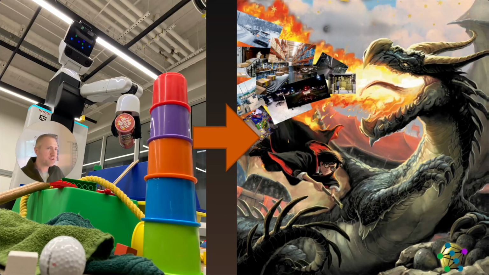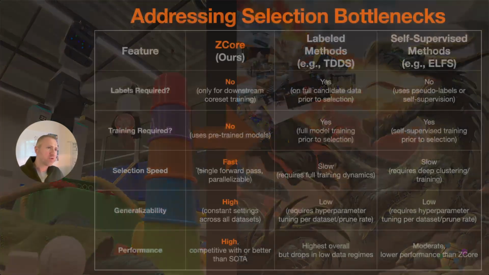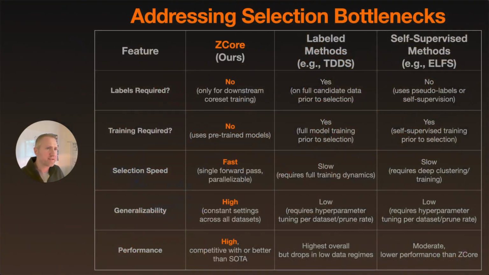But this is a fundamental paradox. To save resources, those methods require you to first spend those resources. This makes them unusable for the massive data streams generated by robots and autonomous vehicles. This is the bottleneck of modern AI development. We're drowning in data, but starving for the right subset to train on. Now let's look at the actual bottlenecks that stop us from taming that dragon.